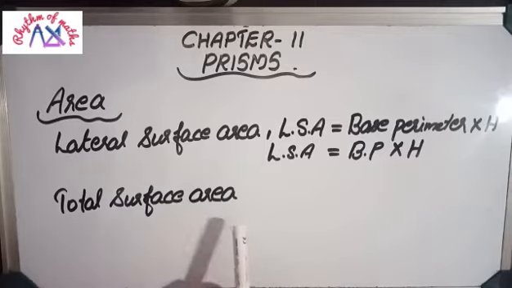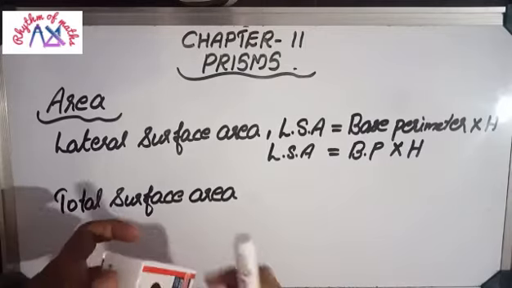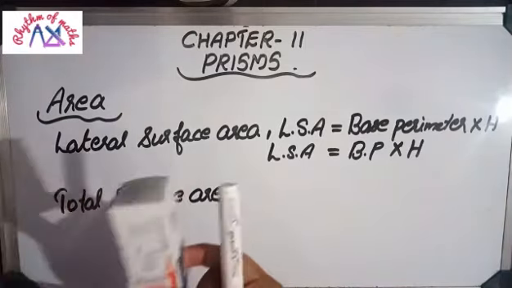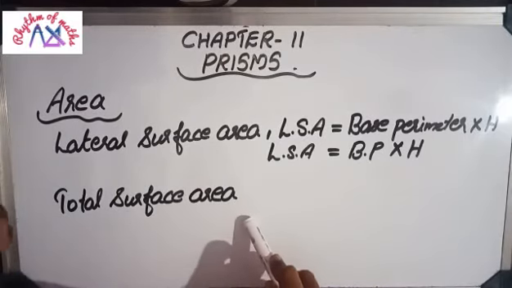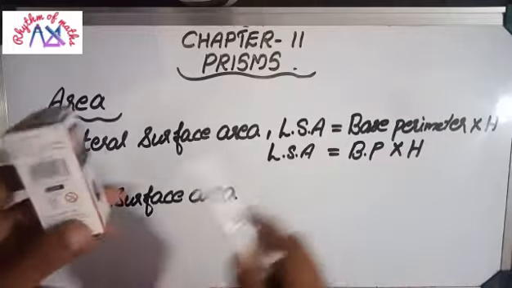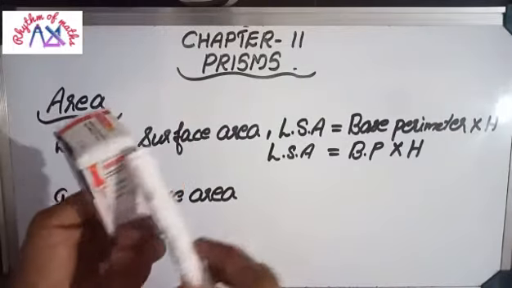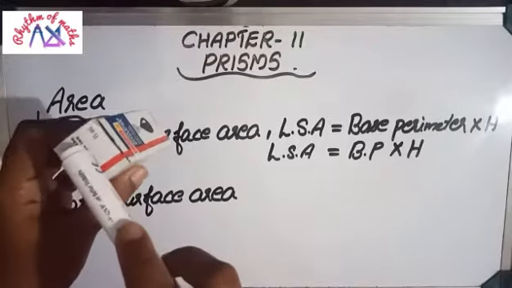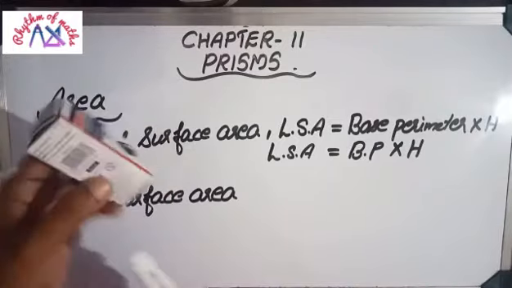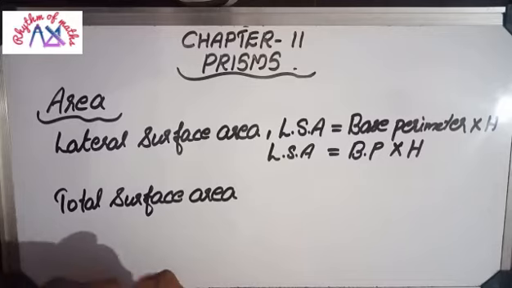Next is total surface area. Total surface area means how many surfaces are there for a prism. The sum of all the areas is known as total surface area. So LSA means the sum of all these rectangles. Now in addition to this, 2 bases are there. First base, then second base, upper and lower. So the sum of that also you have to add.